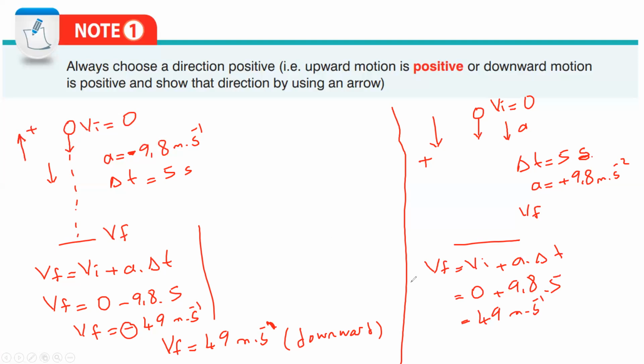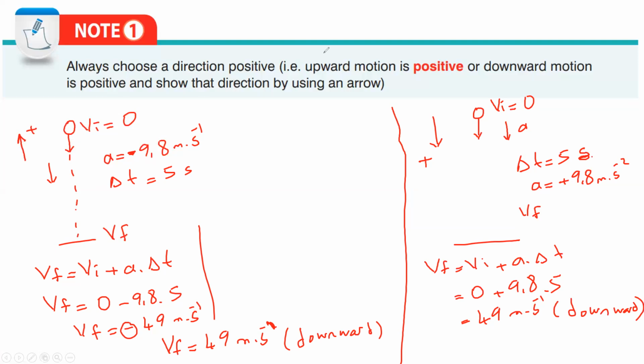And direction downward. Why? Because you got positive, and we know positive is downward. Did you get it? I hope it's fine now. So choosing direction is important, but the final answer must be the same. Using negative and positive is just to show direction. If you choose upward positive, your acceleration is negative because acceleration is always down. I hope it is clear.